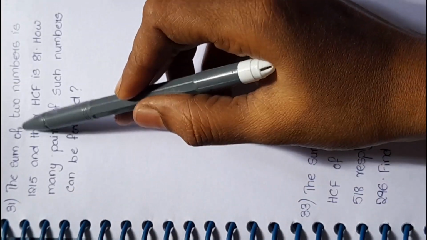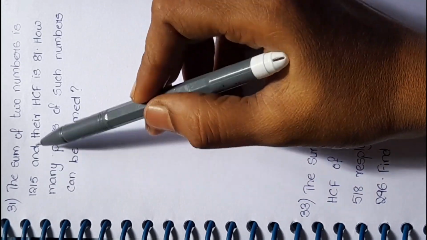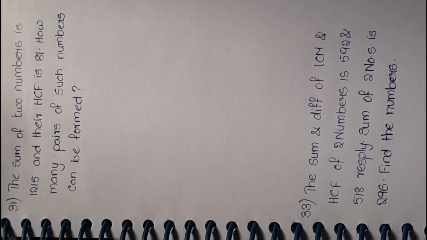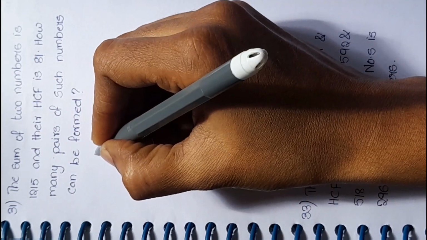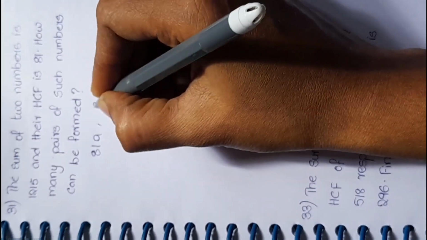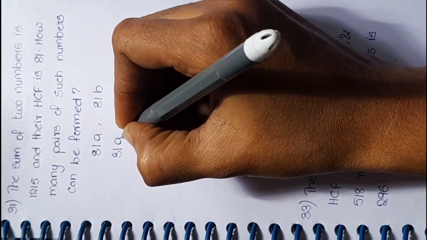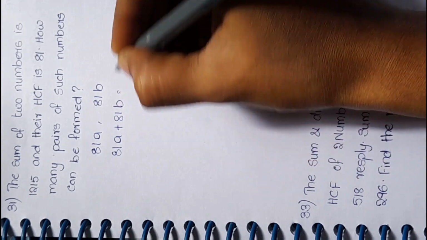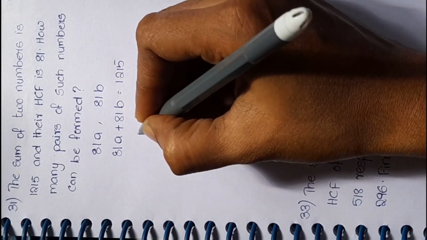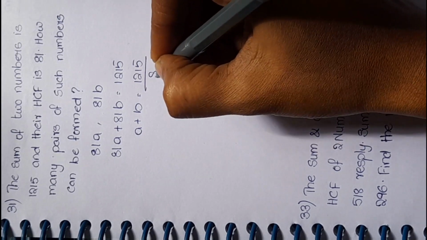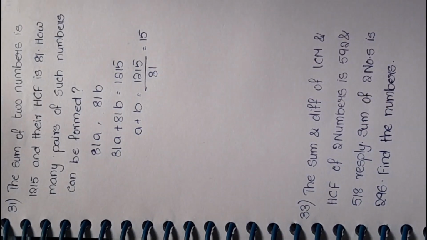Question number 31. The sum of two numbers is 1215 and their HCF is 81. How many pairs of such numbers can be formed? As HCF is 81, let the two numbers be 81A and 81B. But the sum of the two numbers, that is 81A plus 81B, is equal to 1215, as given. So the A plus B value is 1215 by 81, which is equal to 15.